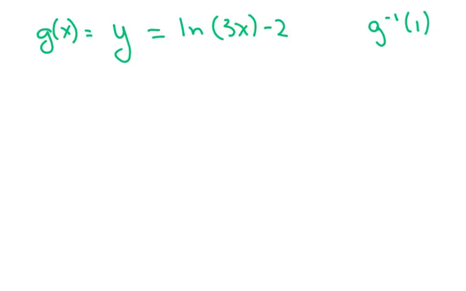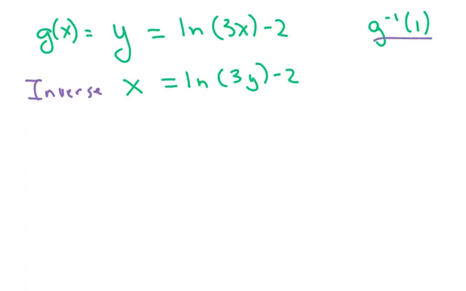So first thing I'm going to do is switch the x and the y. Because we're doing inverses, x equals ln of 3y minus 2. So this is your inverse. We haven't solved for y, but we do have the inverse. So what I can do here is go ahead and evaluate the 1 at x, and substitute here. And I get 1 equals ln of 3y minus 2.